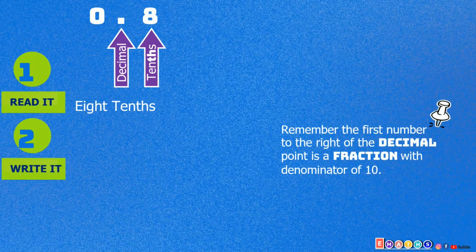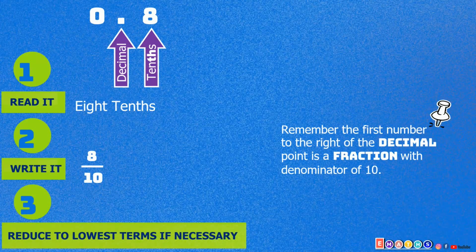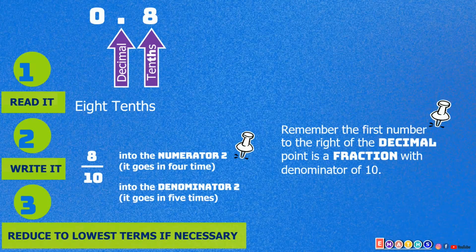Remember, the first number to the right of the decimal point is a fraction with denominator of 10. Write it 8 tenths. Reduce to lowest term if necessary. Into the numerator 2, it goes in 4 times. Into the denominator 2, it goes in 5 times. 8/10 can be reduced to 4/5.